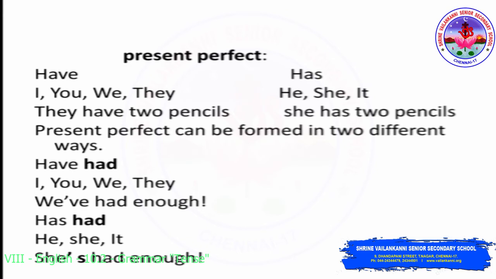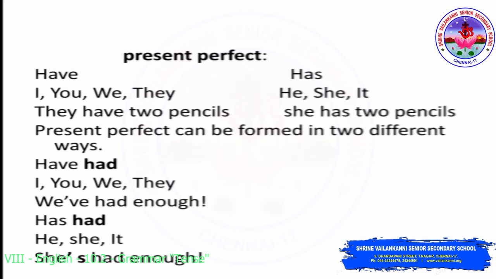Now talking about had. Okay, have had, has had. Had is common. Remember children, the word had is common. It can be used for all kinds of subjects. It can be used with I, you, we, they, he, she, it. It's the same. You don't have any difference in that. But present perfect with the verb have can be formed in two different ways. It can be formed as have had and has had.